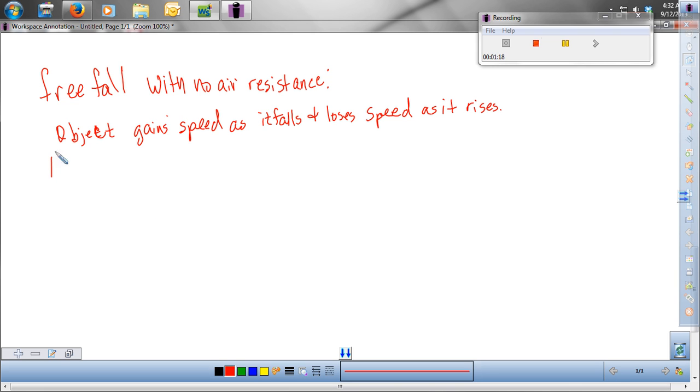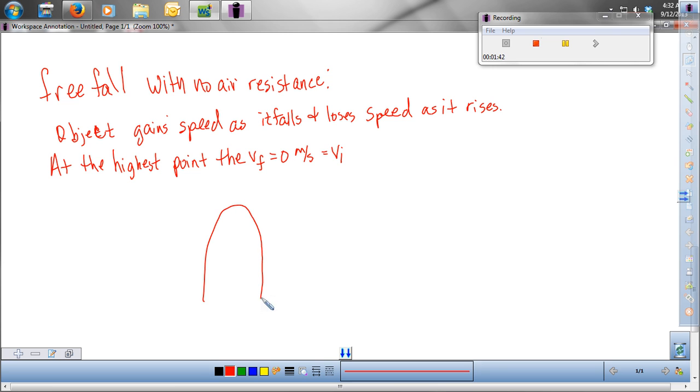And at the highest point, the farthest it gets from the Earth, the final speed goes to 0. And that also means that the initial speed will be 0 as it begins to fall back down, and we've talked about that in class.